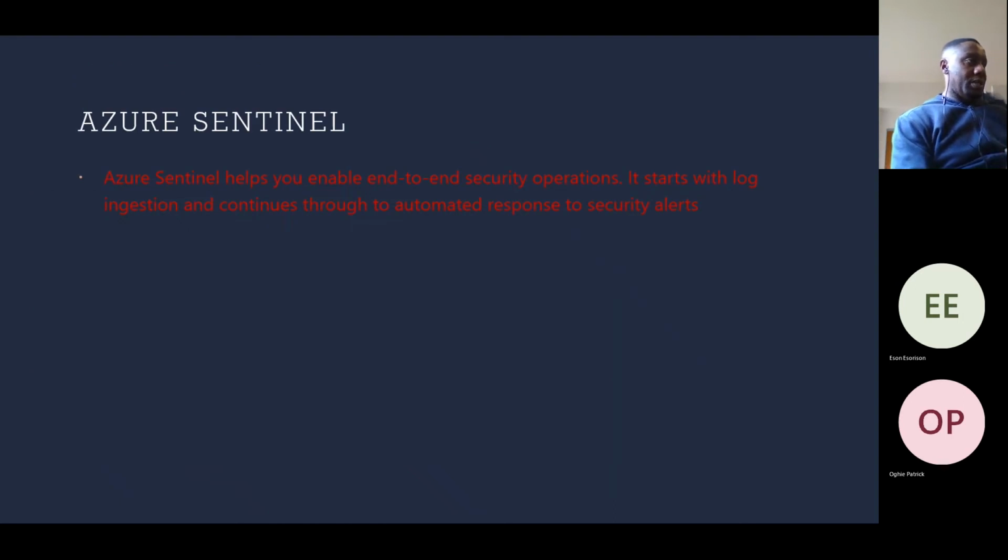So, like I said, Azure Sentinel helps you to enable end-to-end security operations. It starts with log ingestion, and then it continues through the automated response to security alerts. So you can have different logs, like syslogs, activity logs from Azure, and then you can plug them into Azure Sentinel and get information and query data. You can use Kusto query language to query.